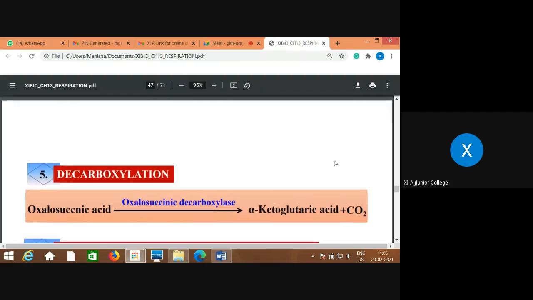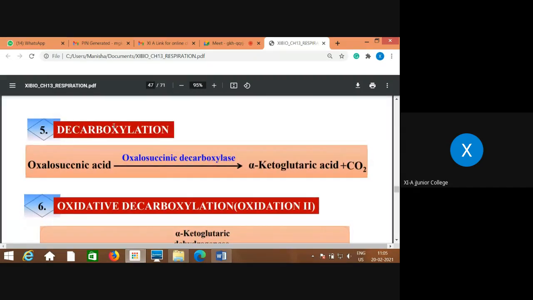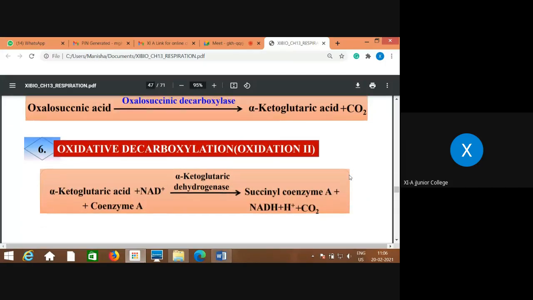Then second, at the same time, immediately decarboxylation takes place. So oxalosuccinic acid in the presence of decarboxylase enzyme. This is the name of the substrate, and this is the type of enzyme it is working for that reaction. So alpha ketoglutarate, that means the first decarboxylation is taking place here. That is the removal of CO2. CO2 is released. Okay. Carbon is removed. So this 6 carbon compound gets converted into a 5 carbon compound with the removal of carbon in the form of CO2.